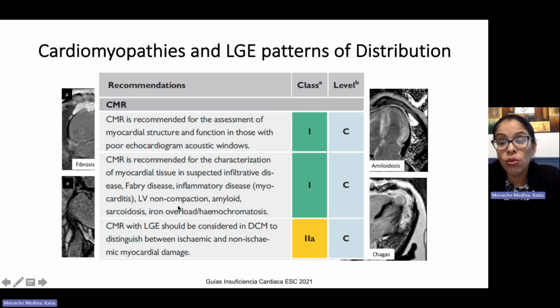And this has also been validated by international guidelines about the role of cardiac MRI. You can see it's a class 1 recommendation for the assessment and differentiation of the type of cardiomyopathy.